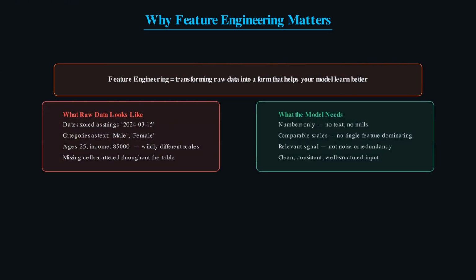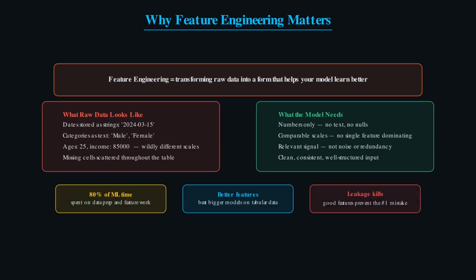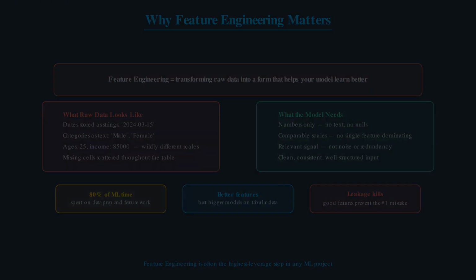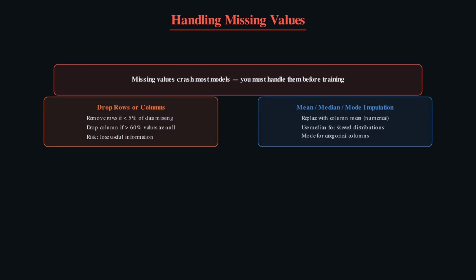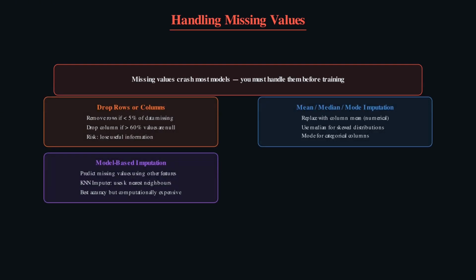Dates come as strings. Categories come as text. One column holds values in the tens and another in the hundreds of thousands. Some cells are simply missing. Models need numbers, comparable scales, and no nulls. Feature engineering is the bridge between what you have and what the model needs.